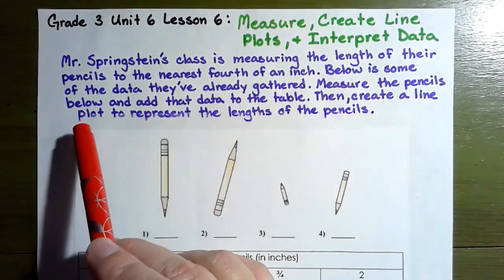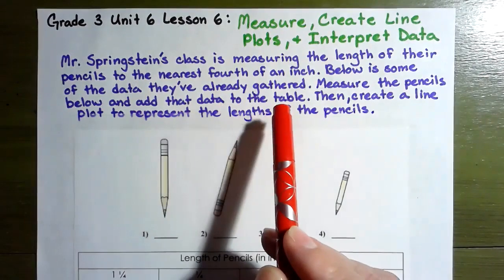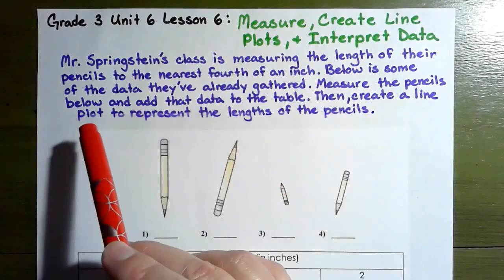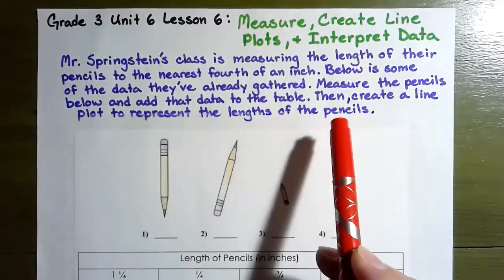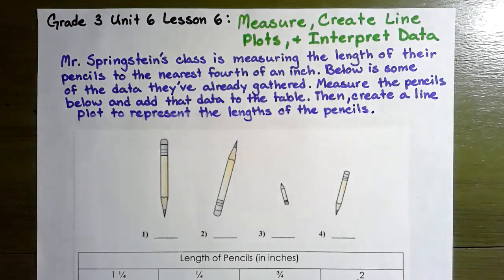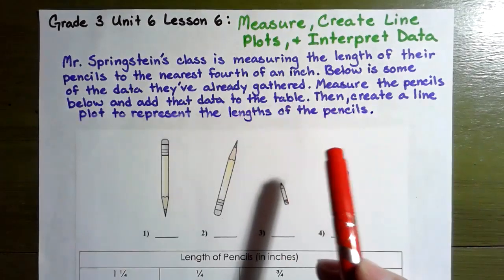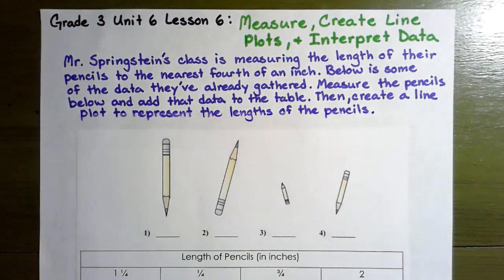Measure the pencils below and add that data to the table. Then create a line plot to represent the lengths of the pencils. Today's problem of the day has 3 parts. We're going to look at each part separately. Let's go ahead and annotate our problem so that we know which 3 tasks we need to do today.